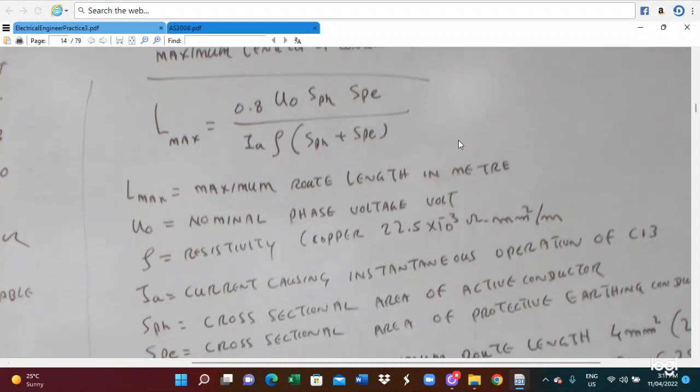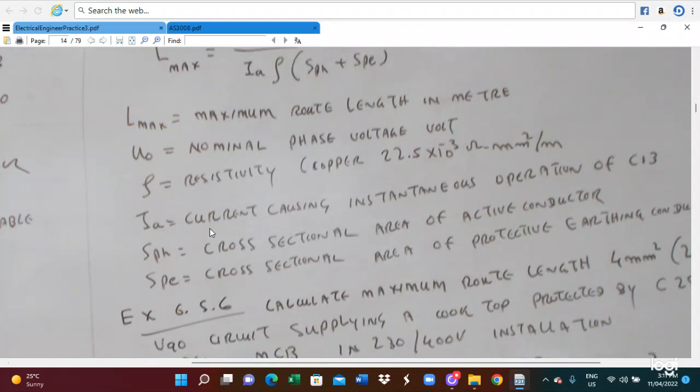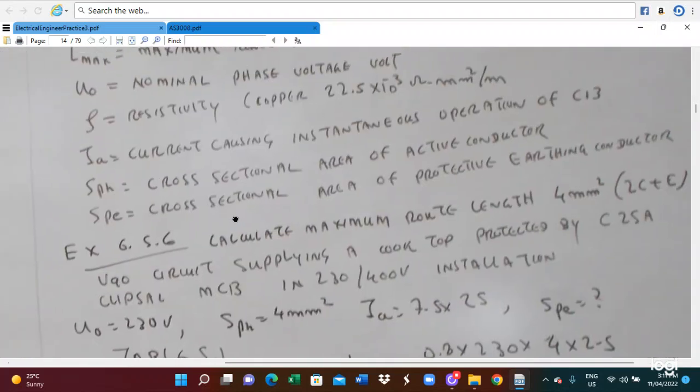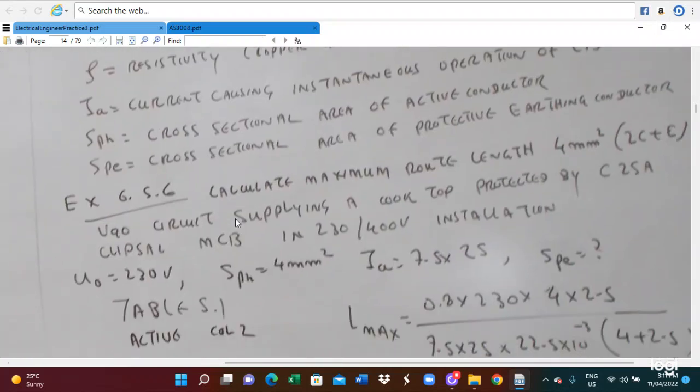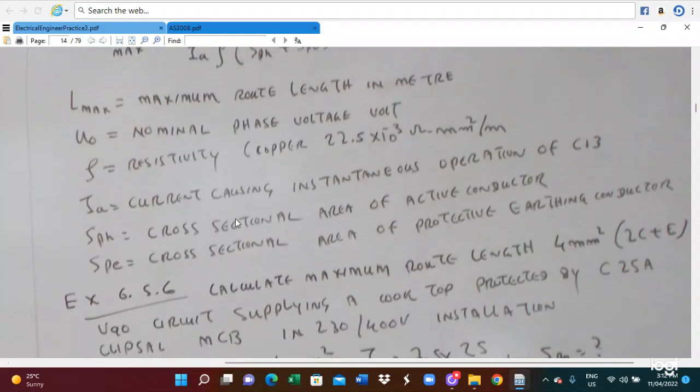L maximum is the maximum route length in meters. U0 is the nominal phase voltage. Rho is the resistivity; in this case, for copper, 22.5 into 10 power minus 3 ohm millimeter square per meter. IA is the current causing the instantaneous operation of the circuit breaker. SPH is the cross-sectional area of the active conductor. SPE is the cross-sectional area of the protective earth conductor. Those are the given information on how long you can draw the conductor.